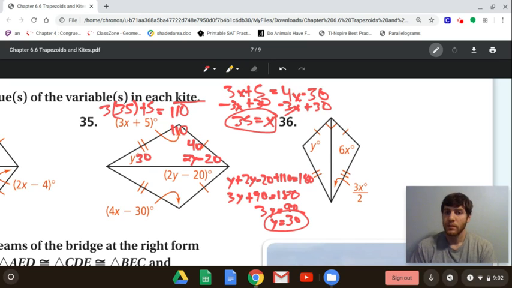Okay, 36. You have to use the fact that diagonals bisect opposite angles. So these two angles here are the ones getting bisected. So if the big one is a 90-degree angle, we're bisecting it. So this piece here will be 45, and this one here will be 45. And then you know the three angles of a triangle will add up to 180 degrees. So 45 plus 3x over 2 plus 6x is going to equal 180. Okay. You can then use that equation to solve for x.